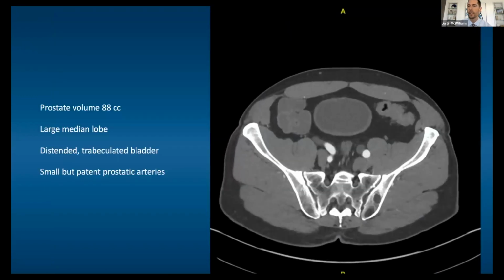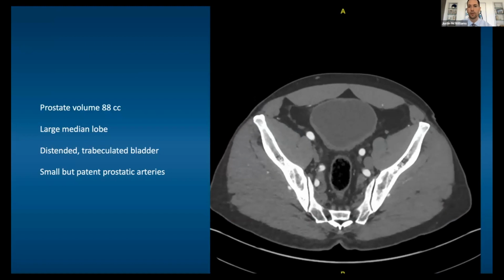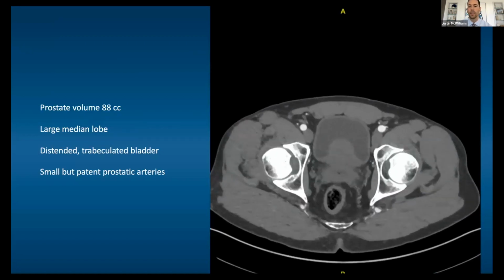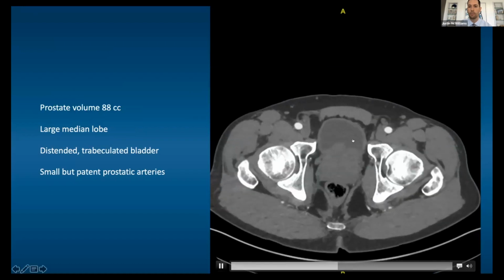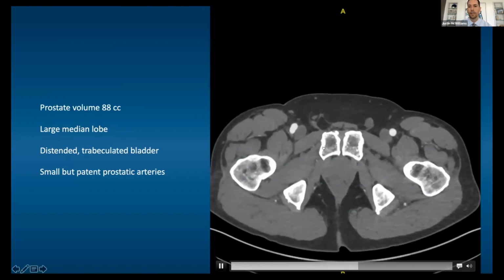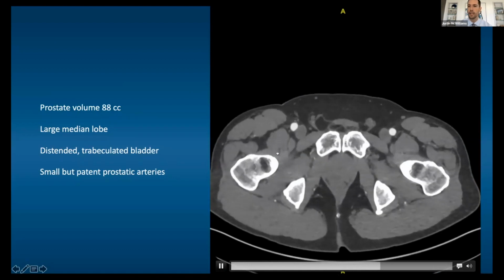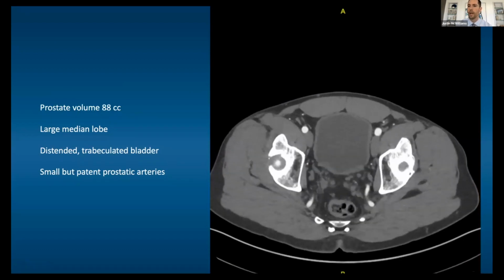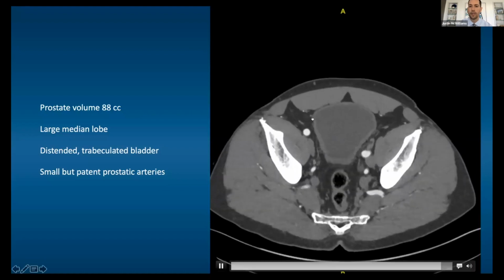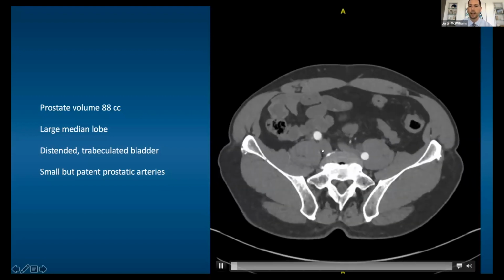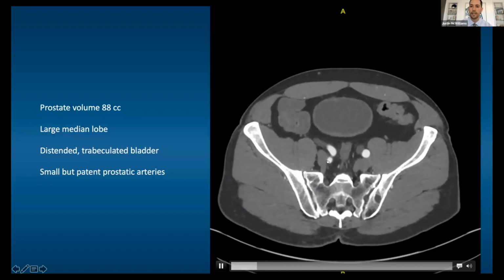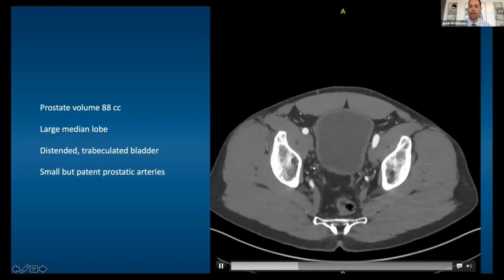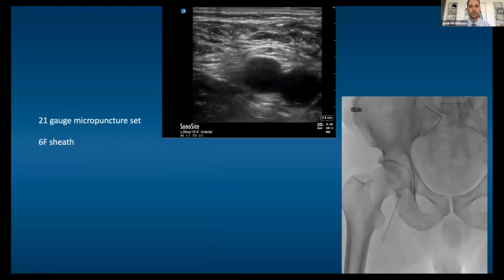We often start with a CT angiogram. This is a CTA to look at the prostate. His prostate volume measured out at 88 cc, so a pretty big prostate. There's a look at the median lobe bulging into the bladder. The bladder itself is distended and trabeculated, meaning thickened from the muscular wall building up from having to squeeze so hard to try to get the urine out. You can see that thick bladder wall there. And then the prostatic arteries, we can even see on CTA. We can detect where those are and where they're coming from, so it helps guide us during the embolization.